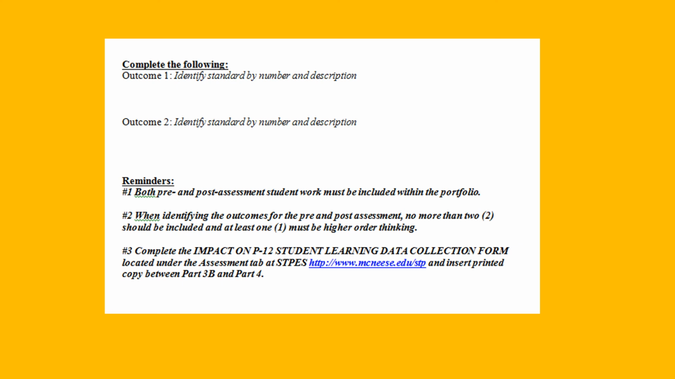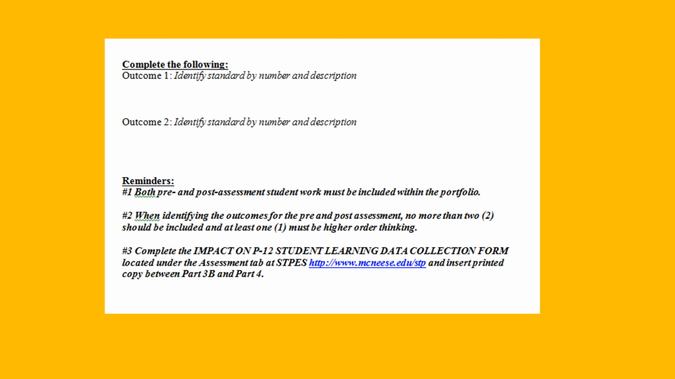So before we get into looking at your data, we need you to put a couple of things. You've had a pre and a post assessment, and within your pre and post assessment, you've either had 1 or 2 outcomes. Here we just need you to tell us what they are. So for outcome number 1, whatever it is, what is the standard that goes with outcome number 1? And so you're going to write your outcome, and then you're going to tell us the standard number and description.